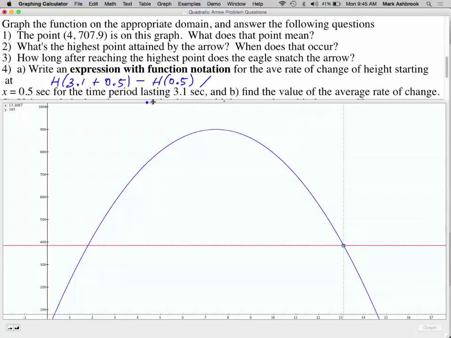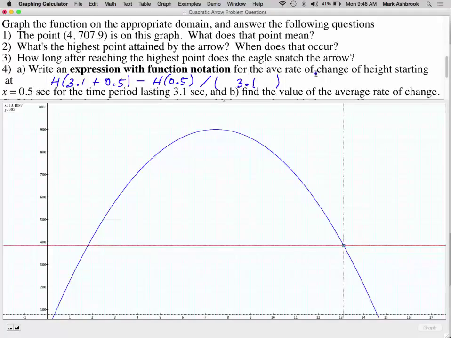No, why not? Starting. Right, exactly. I got you worried there for a second. So you're starting at 0.5 seconds, and if the time lasts 3.1, then the final time is not 3.1, but the final time is 3.6. So h of 3.6 minus h of 0.5 over the change in time, which you can just write 3.1.